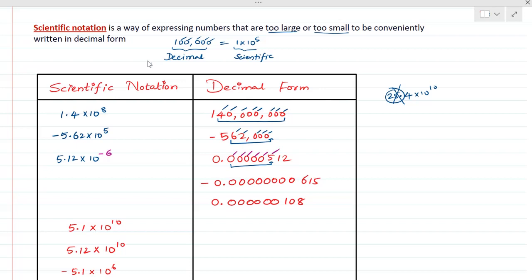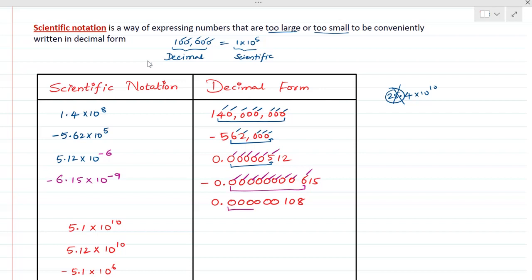So I will write this one as minus 6.15 into 10 to the power. How many positions until the number starts? 1, 2, 3, 4, 5, 6, 7, 8, 9. So the number starts at the 9th position. Since it is after the decimal, it is minus 9. So this is the same case.